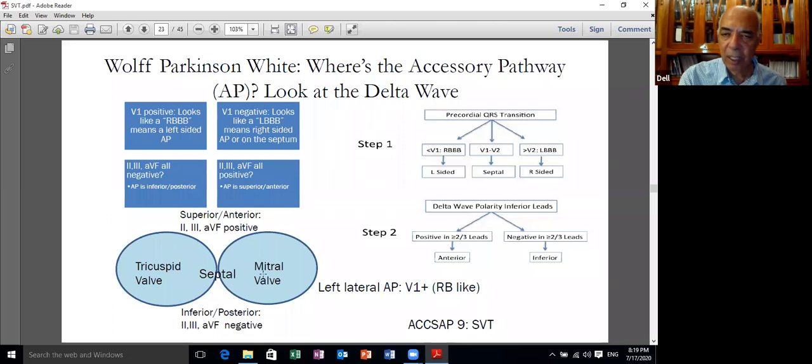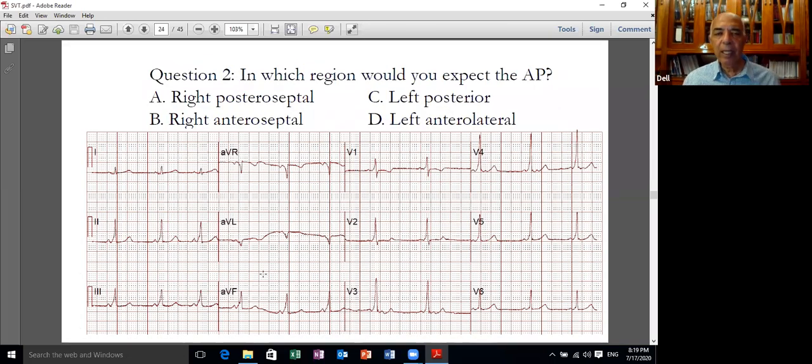It saves you the trouble of remembering the Jackman-Aruda algorithm. Now, knowing that, let's answer this question. In which region would you expect the accessory pathway? Look at the electrocardiogram. Is it right posteroseptal, right anteroseptal, left posterior, or left anterolateral?